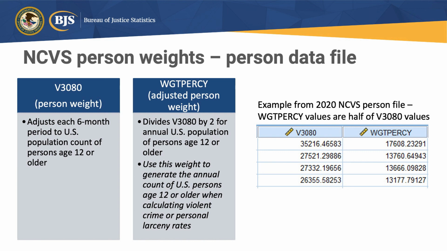So, an example from the 2020 NCVS person file: we can see in row 4, the weight value for V3080 is 26355, and dividing that in half, we get 13177 for weight PERSI.